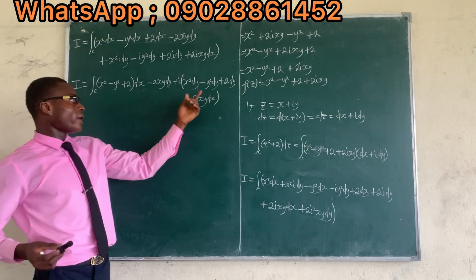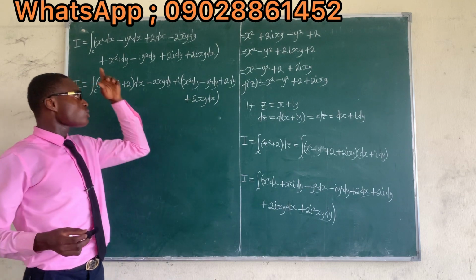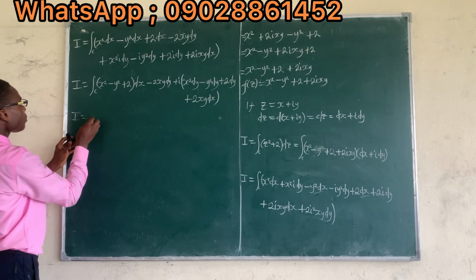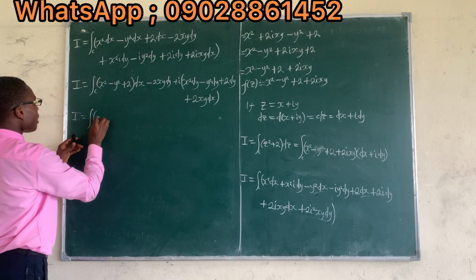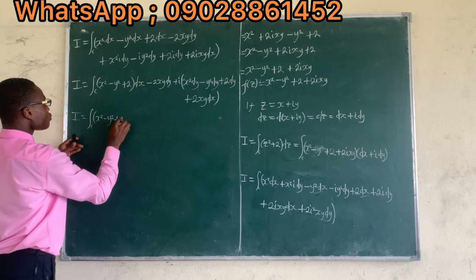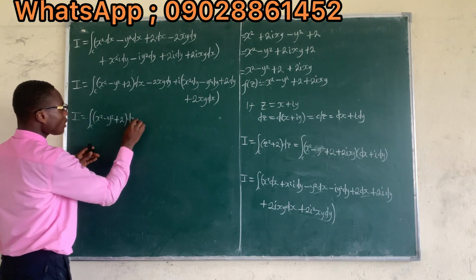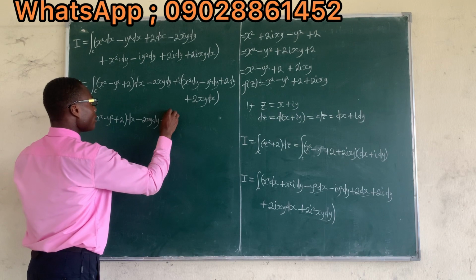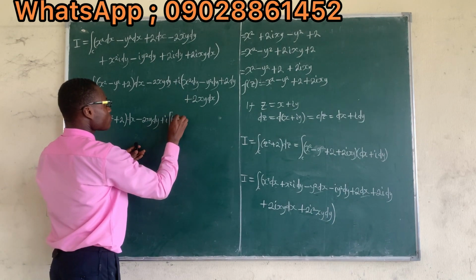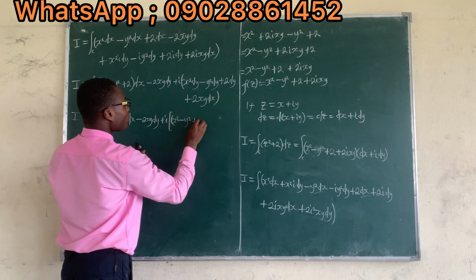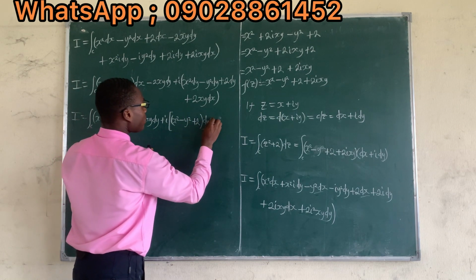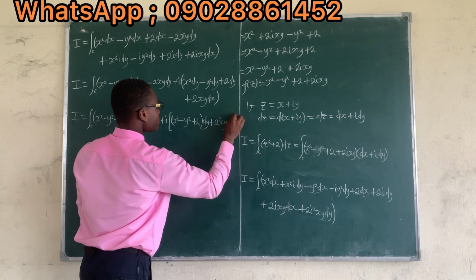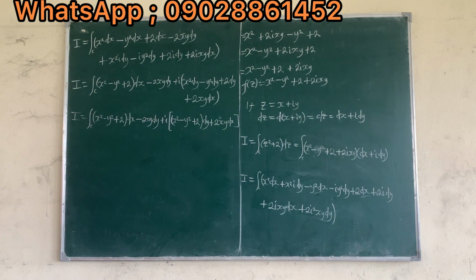And also we have dy, dy, and dy. So we can also factor out dy. So this implies that we are going to have I equal to the integral over C of (x squared minus y squared plus 2) dx minus 2xy dy plus i times (x squared minus y squared plus 2) dy plus 2xy dx. So this is what we have.